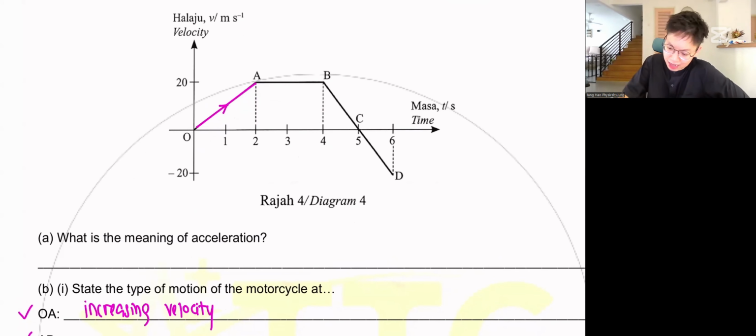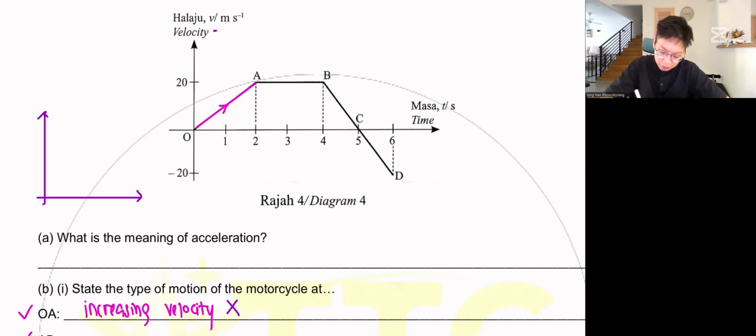Because it's not uniform velocity, the velocity is increasing, the velocity is going up. Okay, why can't we write "increasing velocity" there? Why don't we accept this one? Because technically you never tell me properly.